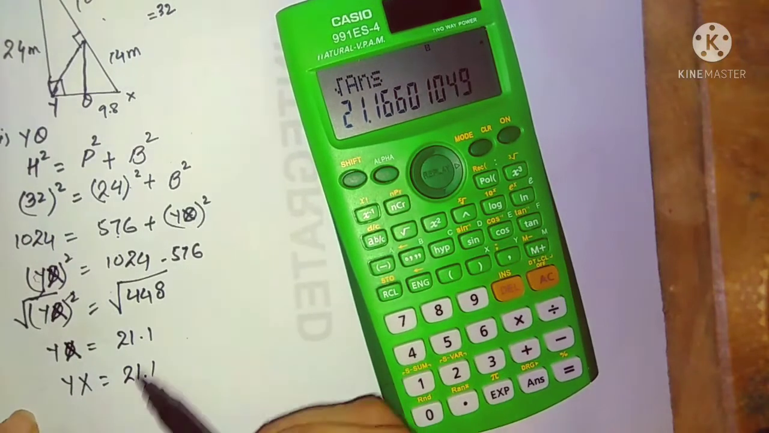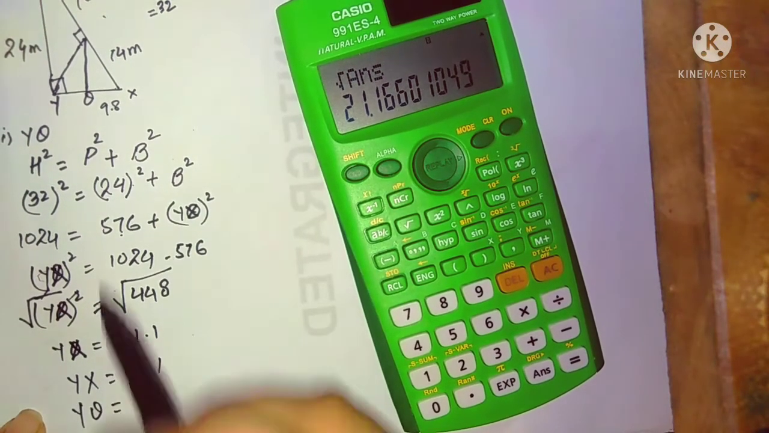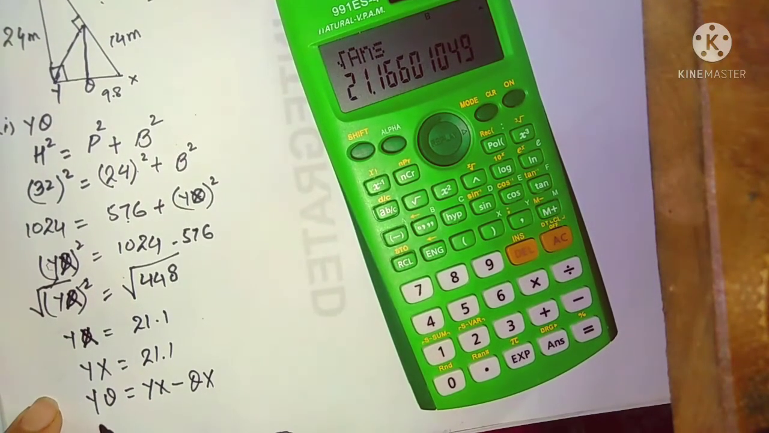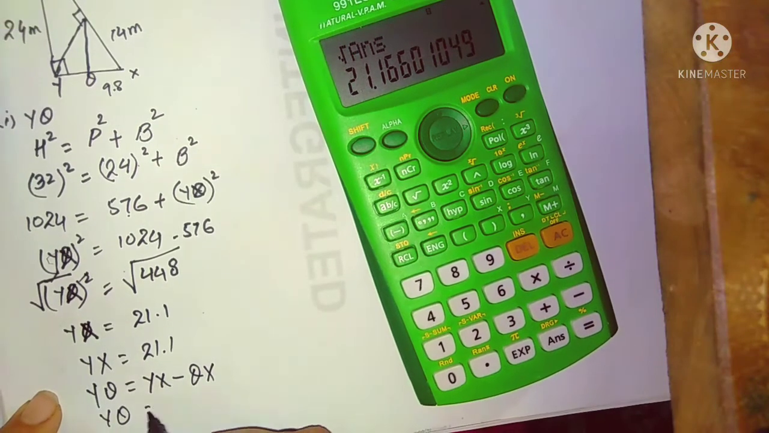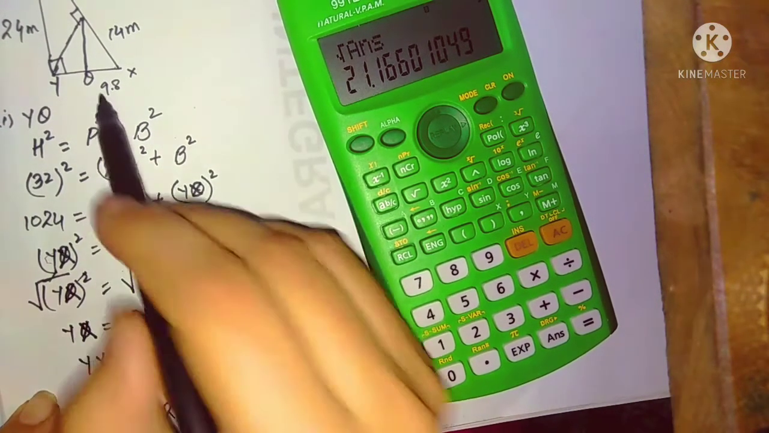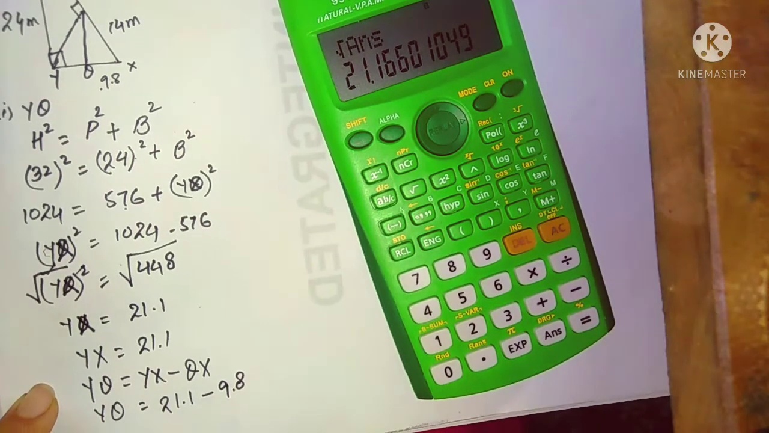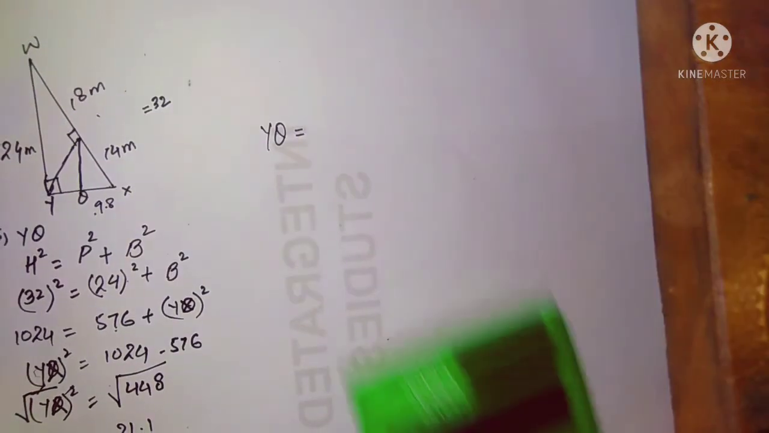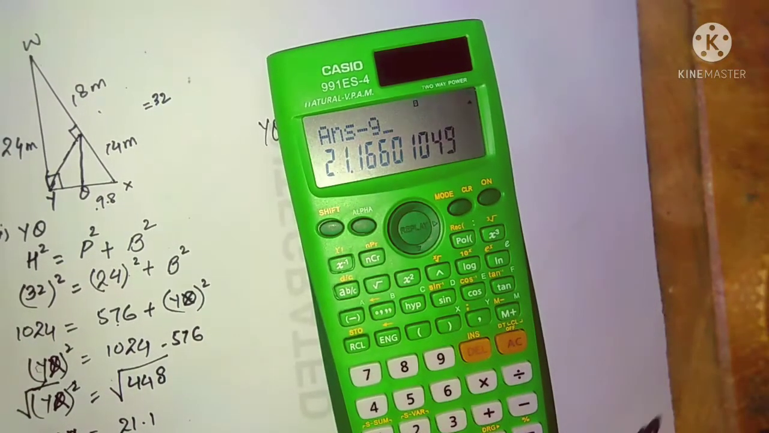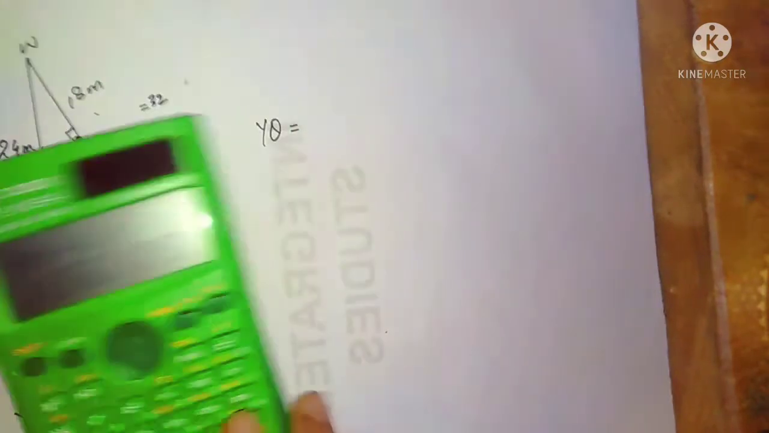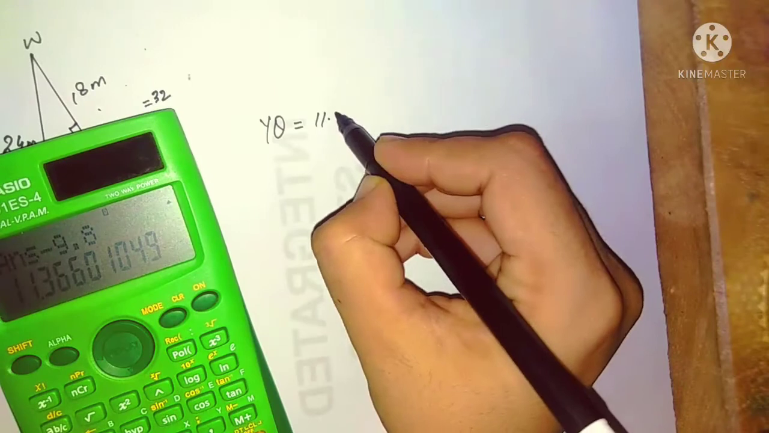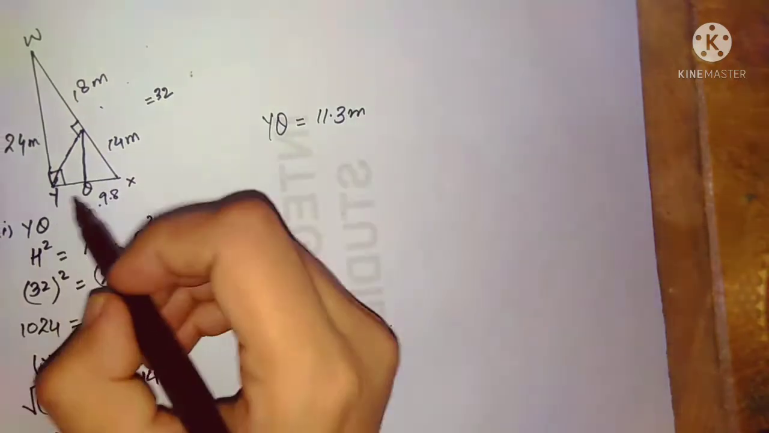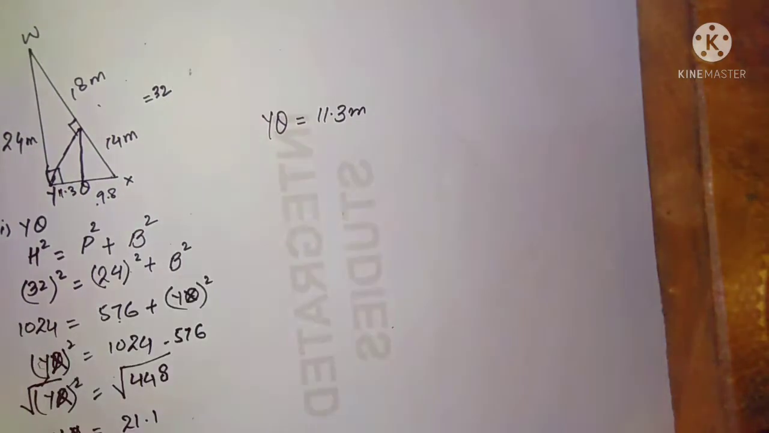So let's do it to find out the value of YQ. YQ will be equal to this whole length, which is YX, minus this QX. YX we have found is 21.1, and you will subtract this 9.8. So 21.1 minus 9.8, you will get 11.3. So 11.3 meter is your length YQ.